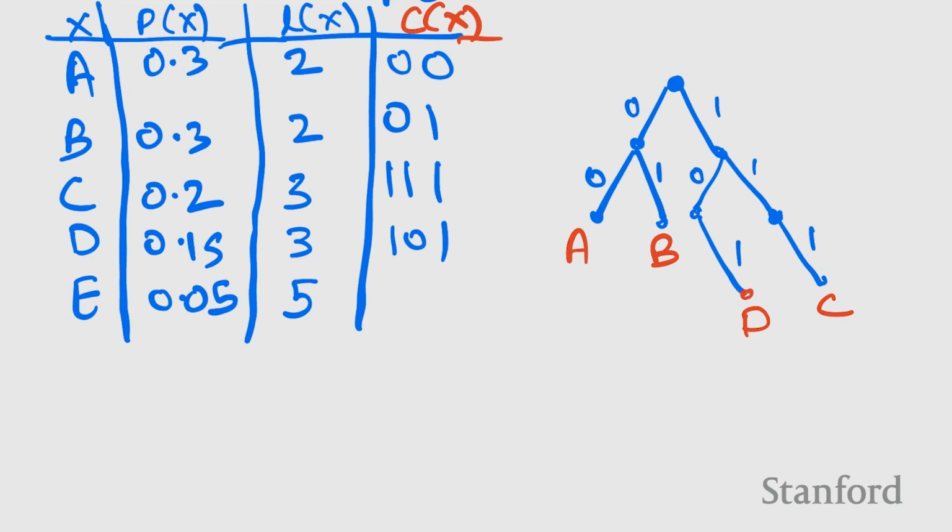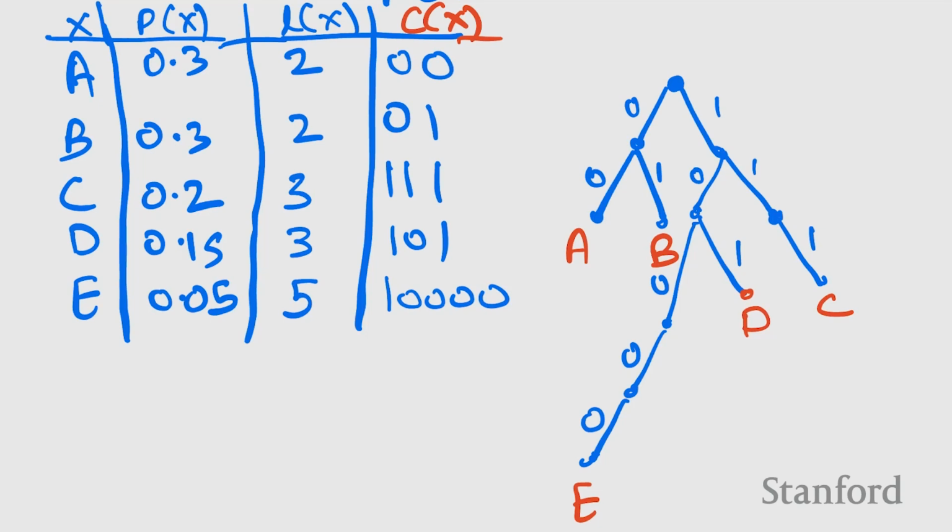Okay, last one, E. E, you need a length 5 code word. Okay, so let me do it. Let me take a path from here, and then here, and then here. Okay, so we got a prefix-free code. It satisfies this length condition. Everything is good.